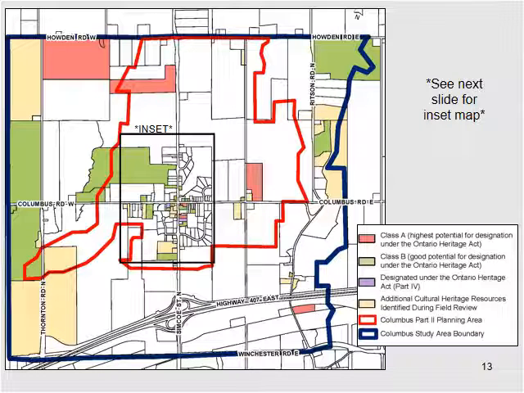This slide, being slide 13, shows a map of the cultural heritage resources within the Columbus Part 2 planning area and the overall Columbus study area boundary. You'll notice in the red is the Class A properties on the Heritage Oshawa inventory, which are shown to have the highest potential for designation under the Ontario Heritage Act. The green shows Class B, which have good potential for designation under the Act. And the purple are properties that are designated under the Ontario Heritage Act, Part 5. Finally, in the yellow are properties that have been identified by ASI during their field review as possibly having cultural heritage value as well.